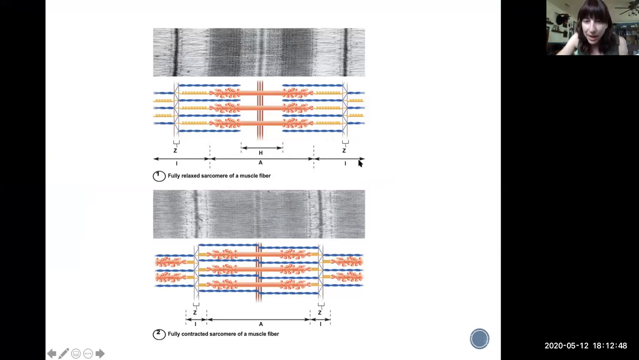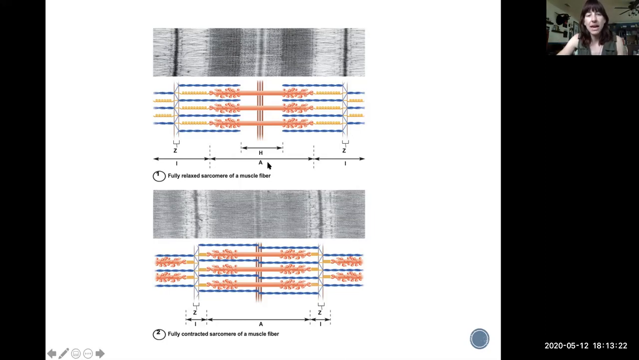Also the I bands get smaller as well because you had this gap here in between the end of the thick filament and the Z disc. But as the thick filament pulls those thin filaments in towards the center, this gap gets smaller as well, right? So that I band is also going to get smaller. So the I band, the H zone, and the sarcomere as a whole, those are the three things that actually get smaller during muscle contraction. Everything else stays the same size.